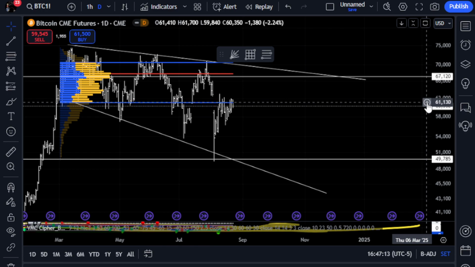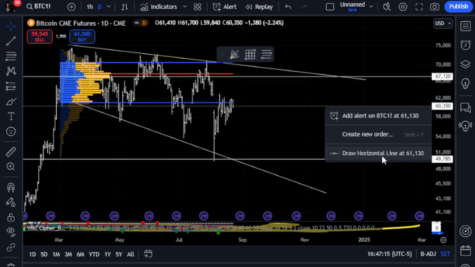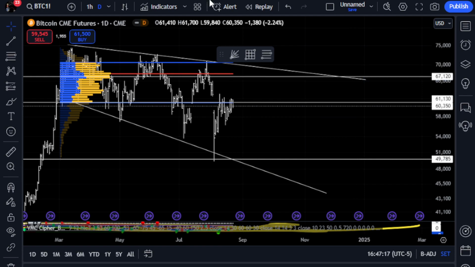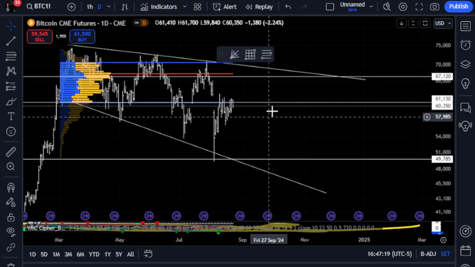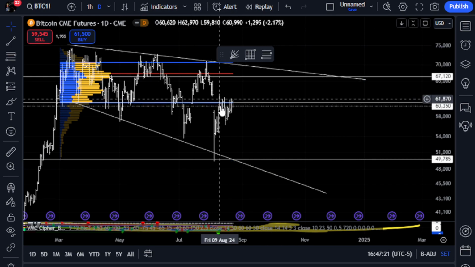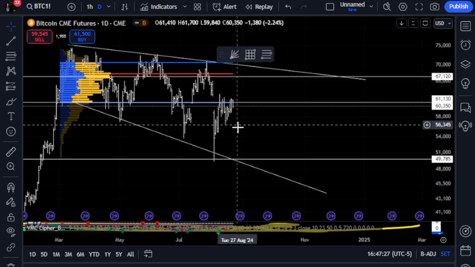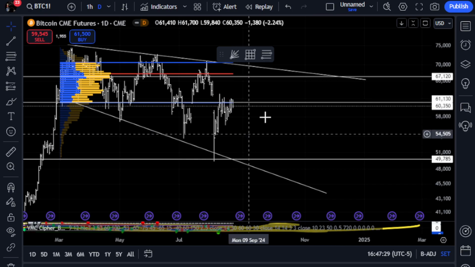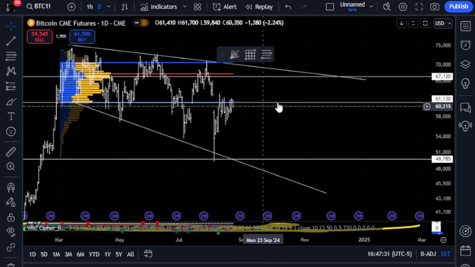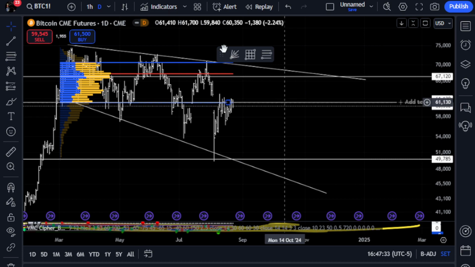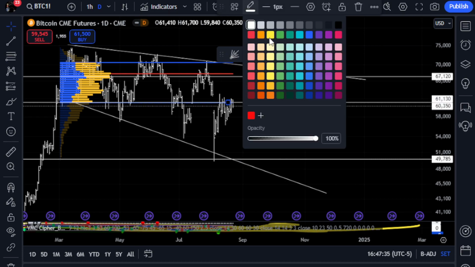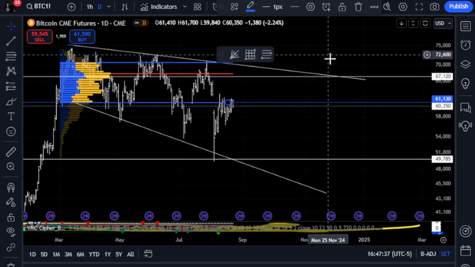So, we could reject here. We've already come up and touched it, and then we pulled back and put in a lower high, lower low. So far, this is a lower high. Could come down for a lower low, and then we just have to see from there. I'm hoping that's not the case, and we just continue to push to the upside.